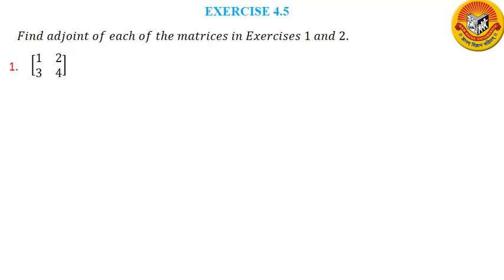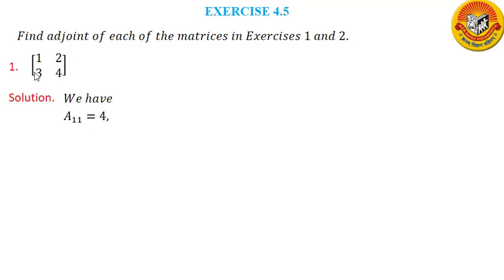Now let us move to exercise 4.5. Here the first problem is we have to find adjoint of the following matrix. Now first question is a 2 by 2 matrix 1, 2, 3, 4. So here we have two methods. First is that I will find cofactors. So cofactor for this one, that means it is minus 1 power 1 plus 1, 2. So I am not writing minus 1 power because if the sum of these two numbers is even, then the sign is positive, and if it is odd then we have negative sign. So directly we will write.